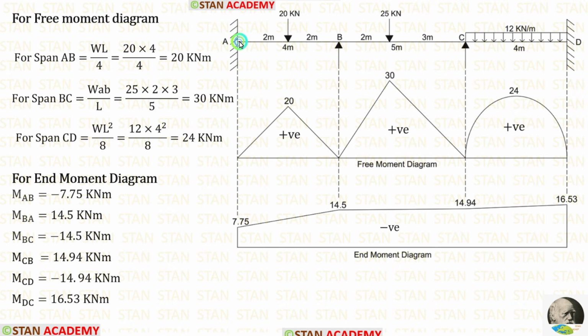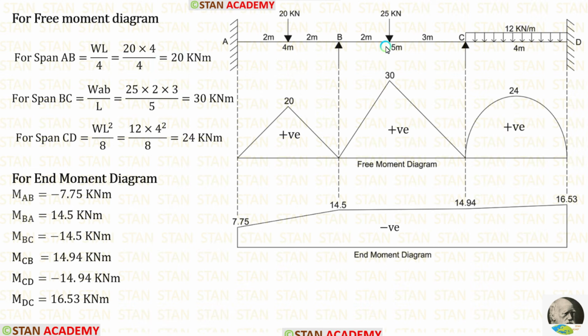First, let us take the span AB. In the span AB, a point load of 20 kN is acting on the center. If a point load is acting on the center, the bending moment formula in a simply supported beam is WL/4. Here W is 20, L is 4. When we apply it in the formula, we get 20 kN-m.